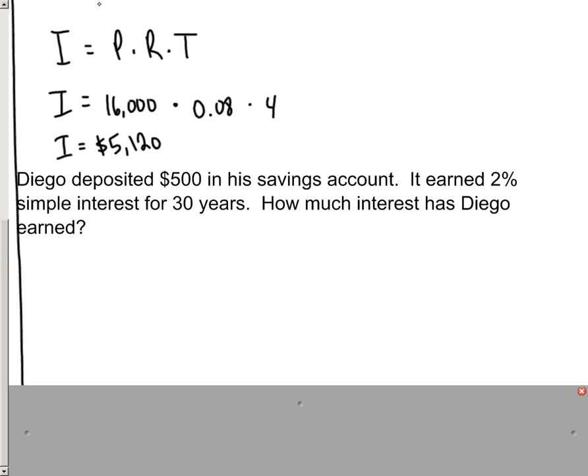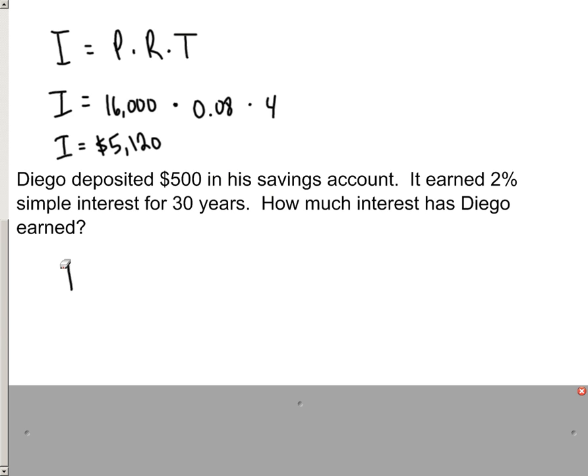And Diego put $500 into his savings account. It seems like he's earning almost no interest at 2%, but sadly, that's really good for a savings account in banks nowadays. And he's not going to touch it for 30 years. He's not going to add anything else to the savings account. So let's just say he was 18 years old and he put in $500.